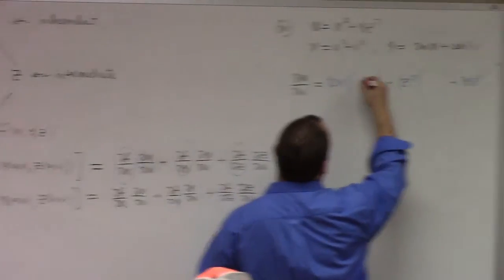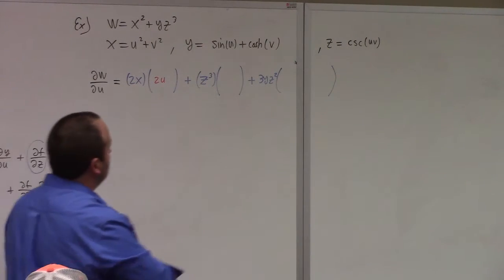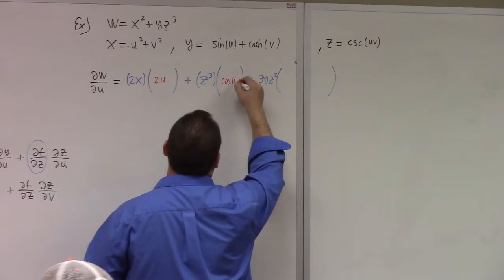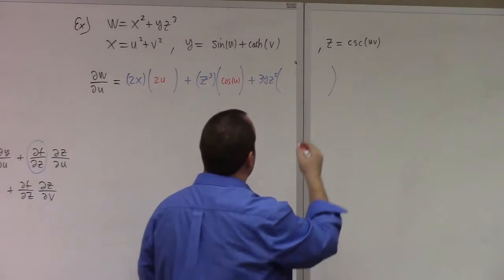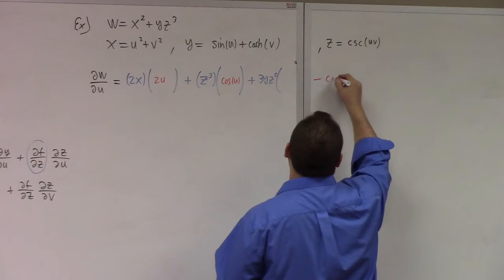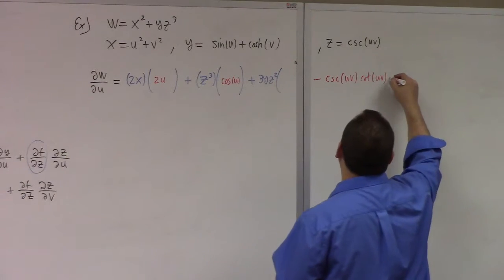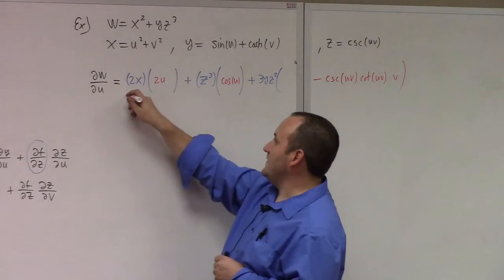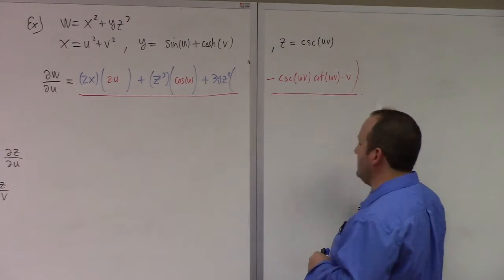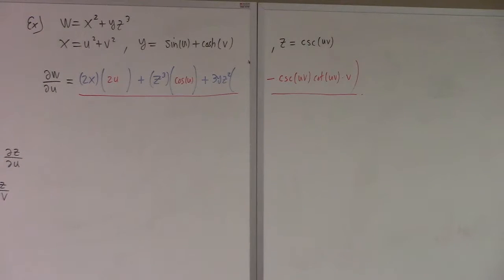Partial x partial u, 2u. What's partial y partial u? Cosine u, all right. And partial z partial u? It is minus cosecant uv, cotangent uv times v. Yes, very good. And there you go. If I said you can leave your answer in terms of intermediate variables, you'd be done. I'm going to be leaving a lot of answers in this lecture in terms of intermediate variables in the interest of doing more than two examples in an interesting way.